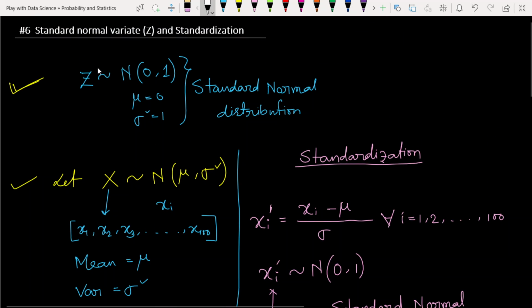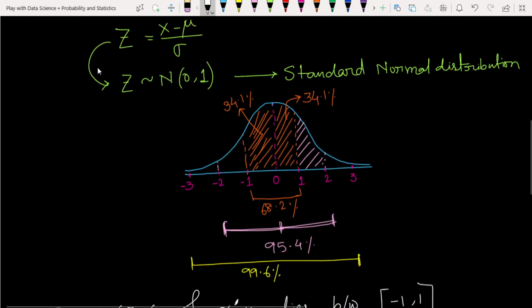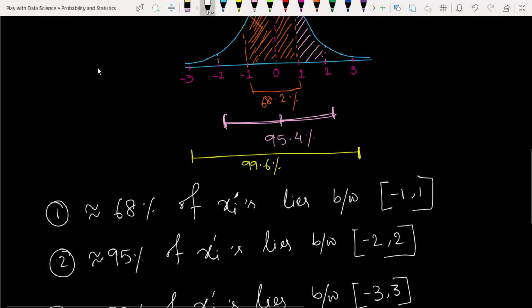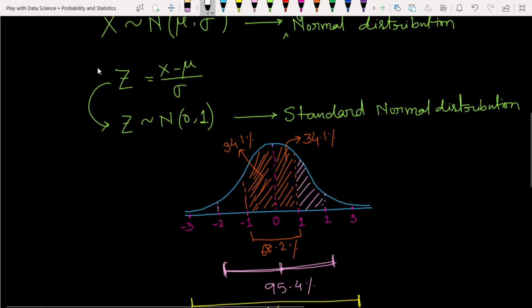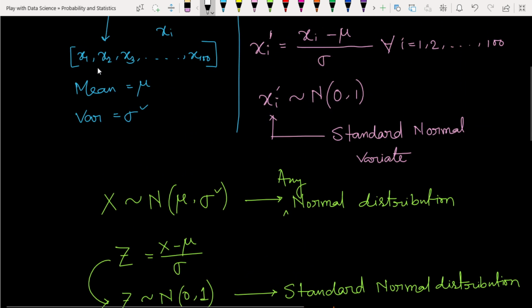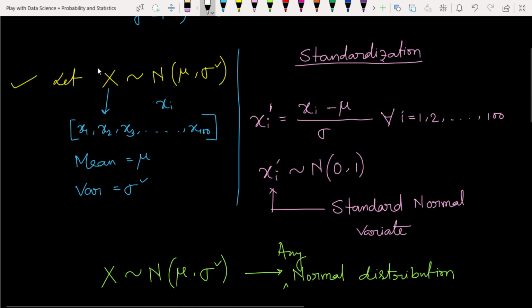I think you have understood from this beautiful example of the 68, 95 and 99% rules its importance and the concept behind it, and how we will convert any data sets to the standard data sets. And when we learn the central limit theorem and the more in-depth parts of probability and statistics, then we will understand why these things are actually important in real life.